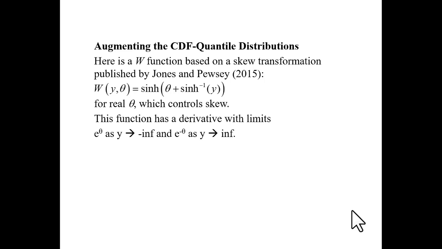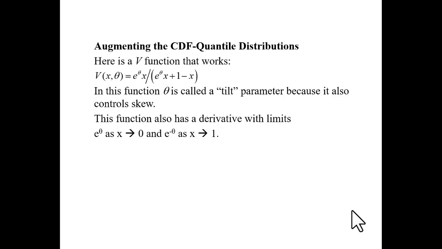The w function that works is based on a skew transformation published by Jones and Pusey. What I've done is to knock out one of their parameters and just retain one of them, theta, which controls skew. It turns out that this function has a derivative with limits e to the theta as y goes to negative infinity and e to the minus theta as y goes to positive infinity. So this would seem to be the kind of function we want to have.